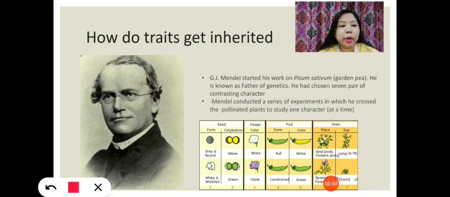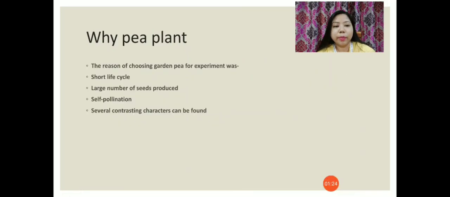The seeds may be yellow or green in color. The flowers may be white or violet in color. The pod may be full or constricted. The pod may be yellow or green in color. The stem may be long or short. In this way, he took 7 contrasting characteristics of pea and then he started his work. After he completed his work, he gave his law, which is known as Mendel's law of inheritance of traits. But why did he choose the pea plant?